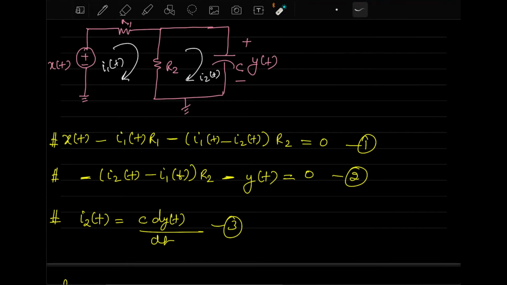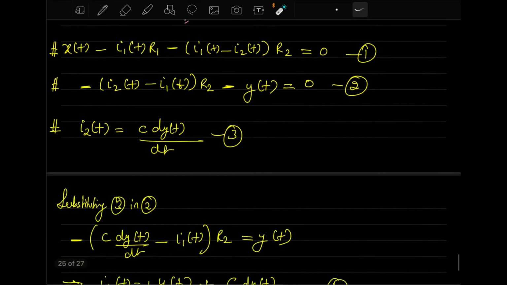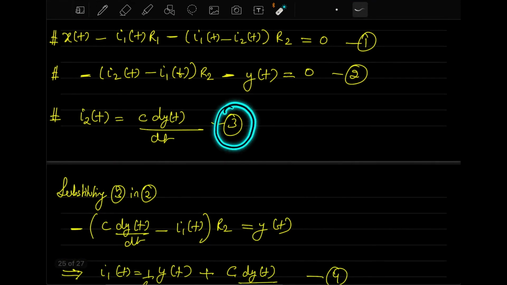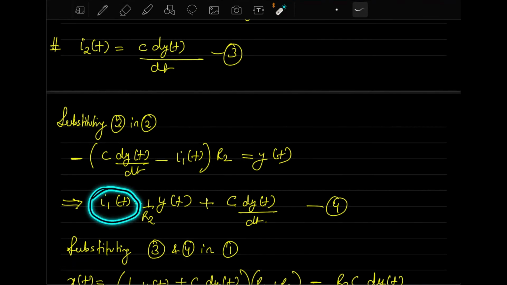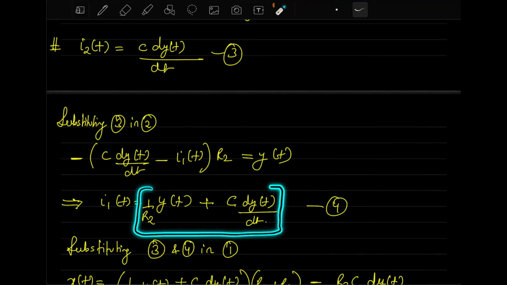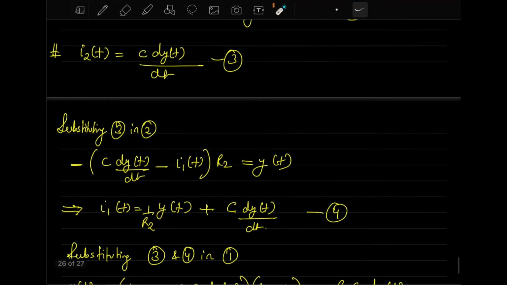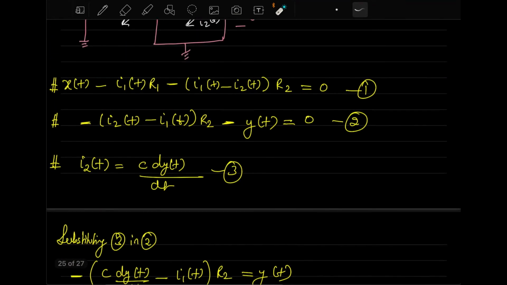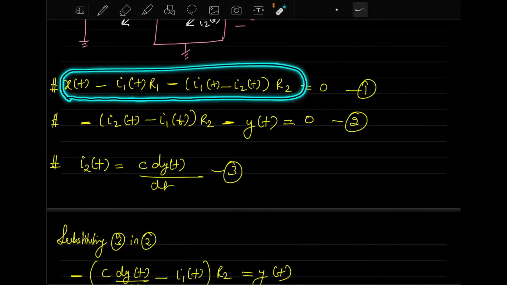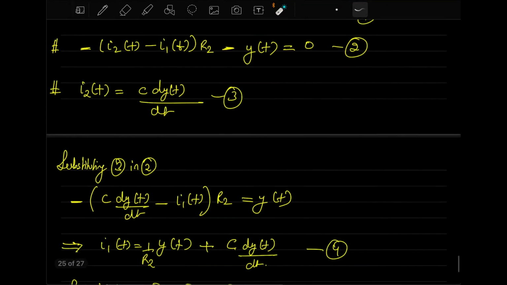This is simple because the voltage across the capacitor we are taking as y(t). So I2(t) will be C dy(t)/dt. Now you can substitute this third equation into the second equation and get the value of I1(t). If you do that, you will get this value of I1(t). You have to calculate I1 and I2 both, because once you have both, you can put them in to get the answer. So here I1(t) is represented like this.